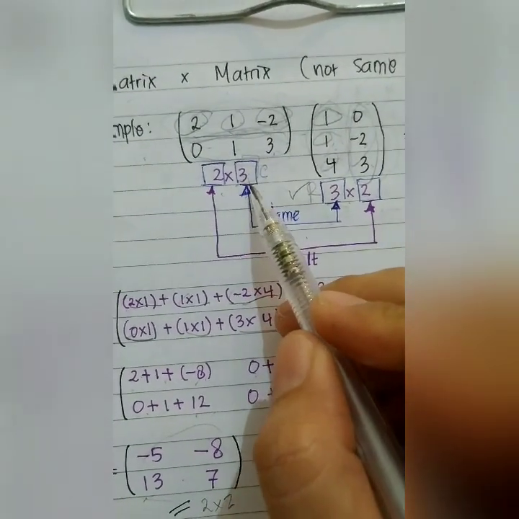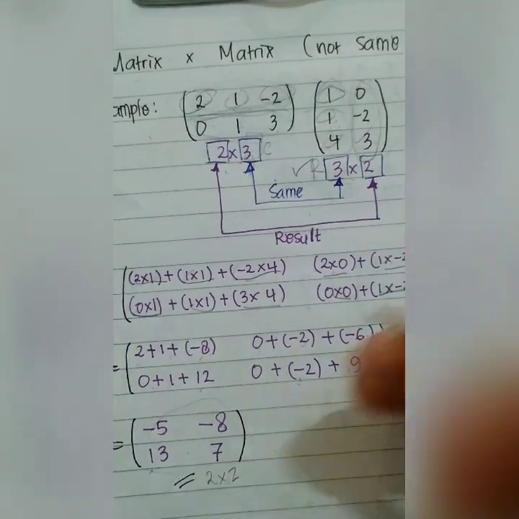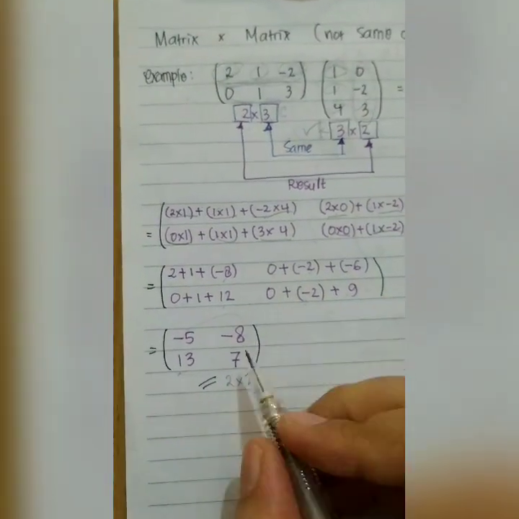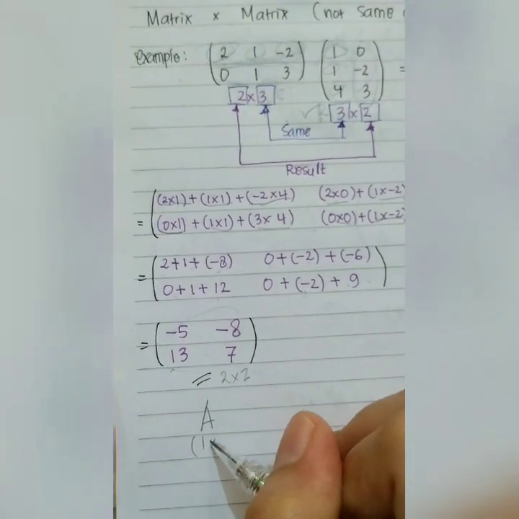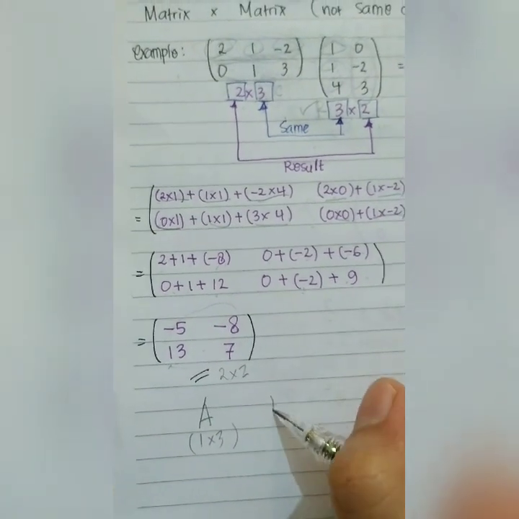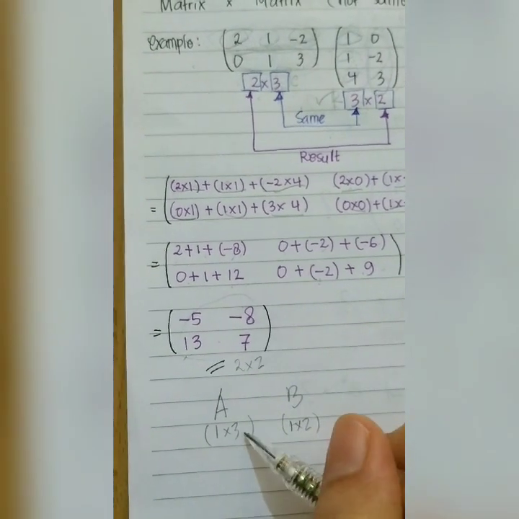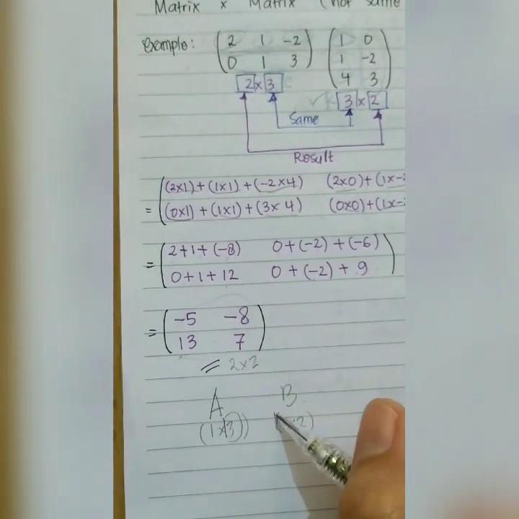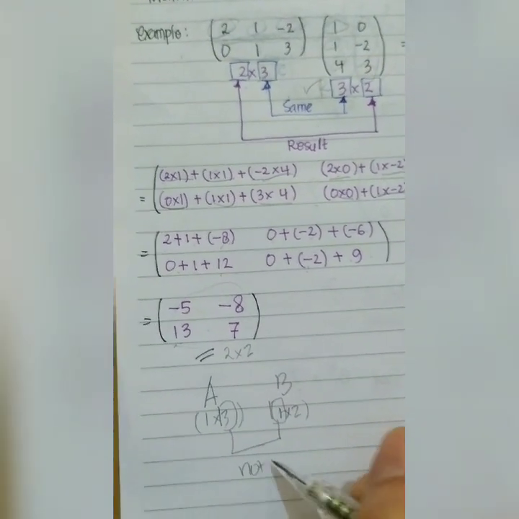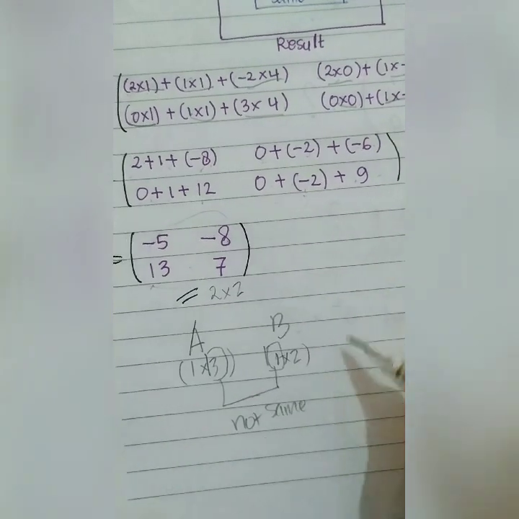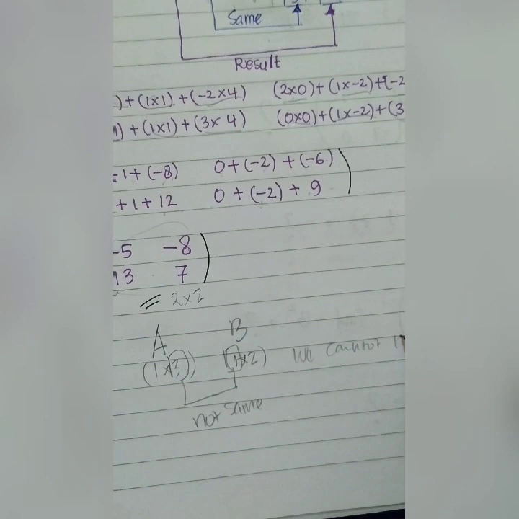If the number of columns and the number of rows here are not the same, we cannot multiply those matrices. So like this one, if matrix A has order 1 by 3, and then matrix B has order 1 by 2, as you can see, 3 as the number of columns and 1 as the number of rows here are not the same, so we cannot multiply this.